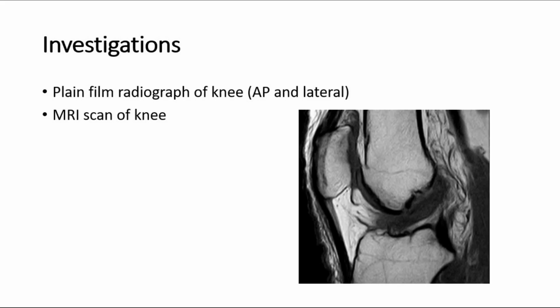For investigations, a plain film radiograph of the knee, in AP and lateral views, should be taken to exclude bone injuries, or any joint effusion. An MRI scan of the knee is gold standard to confirm the diagnosis. This is an MRI scan demonstrating a tear to the ACL.